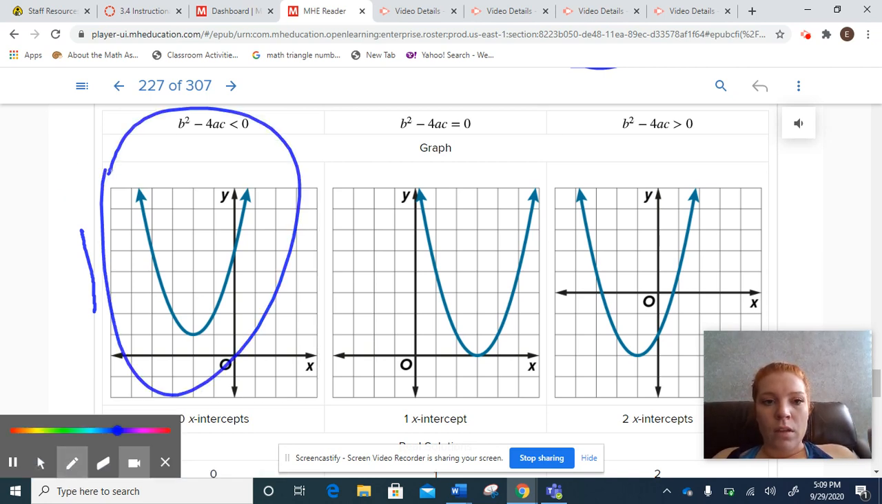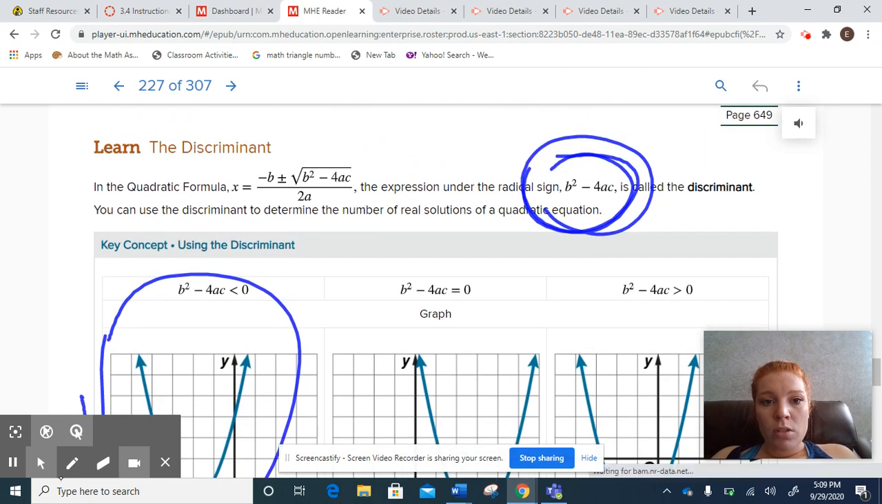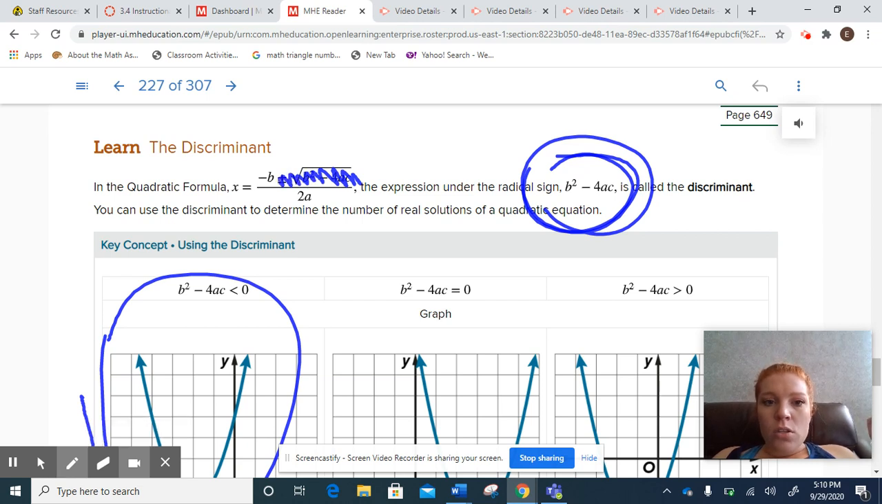Okay, this one. If you get 0, technically your plus or minus goes away. So your plus or minus is just gone. Let me just cross this off. This is equal to 0, so it's out. So technically you only have one answer: negative b divided by 2a. There's no plus or minus. In other words, that eliminates your two answers. So you only have one answer.